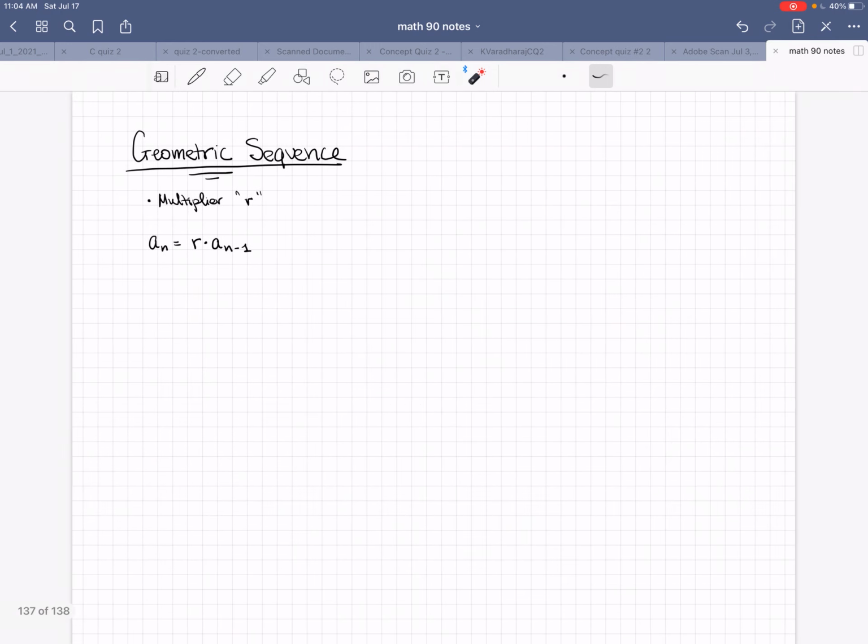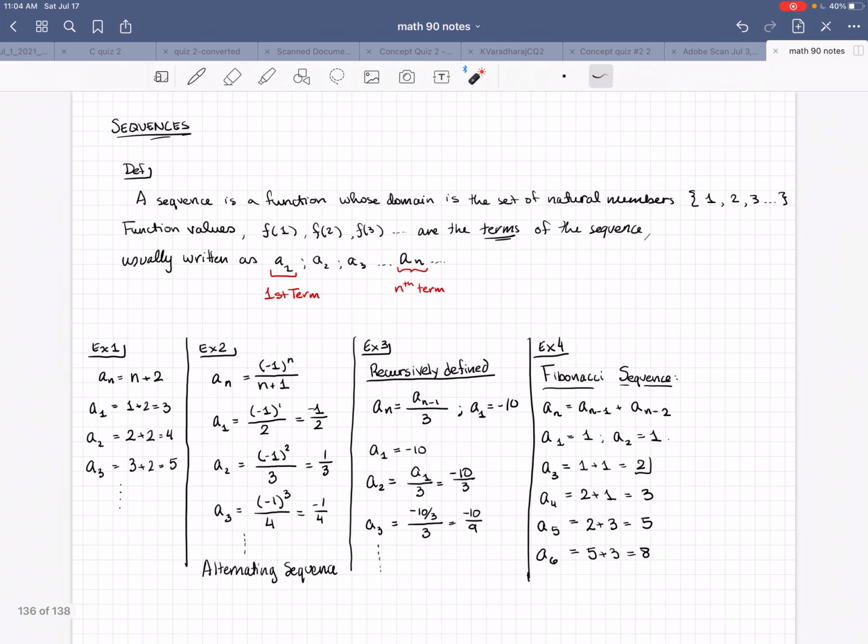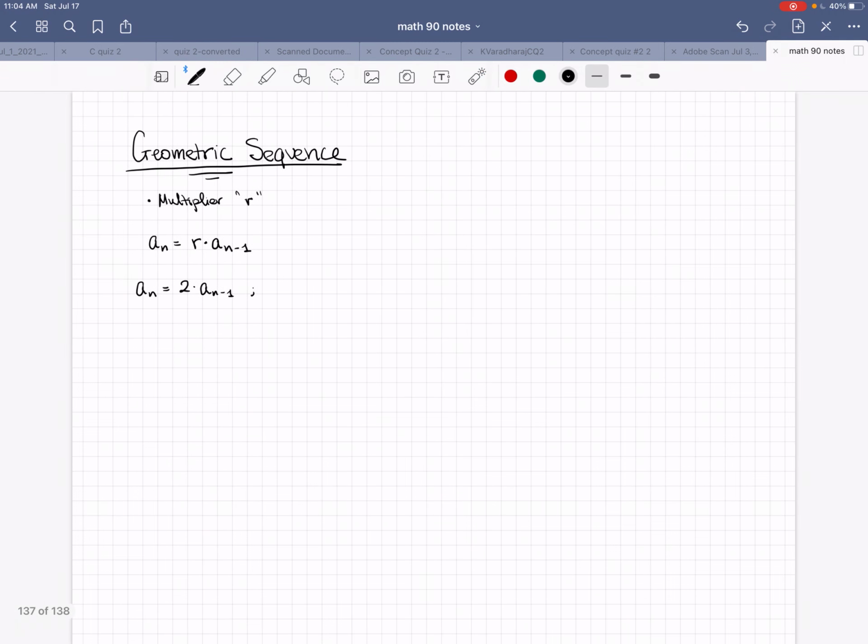So let's look at another example. You might have something like a sub n is 2 times a sub n minus 1. And just like with the example that we did here, we have to be given the first term. And with recursively defined sequences, this is usually the case. So a sub n is 2 times a sub n minus 1, and let's say that the first term is 1. Okay? So then we have a sub 2 is 2 times a sub 1, which is 2.